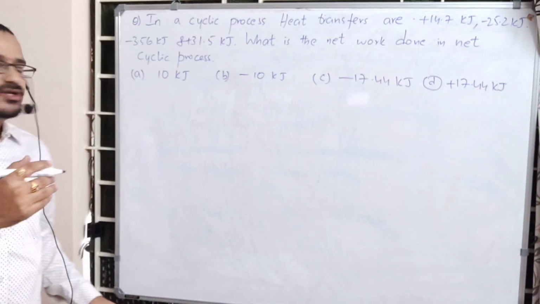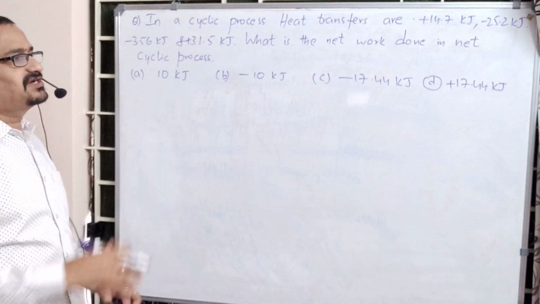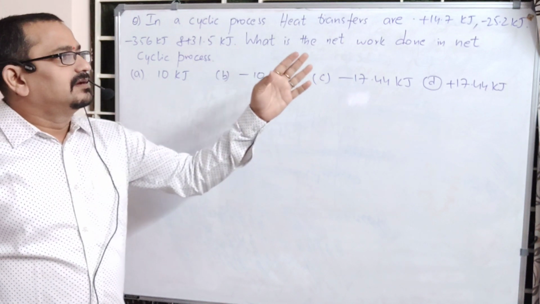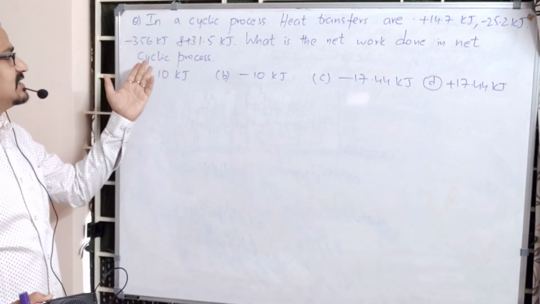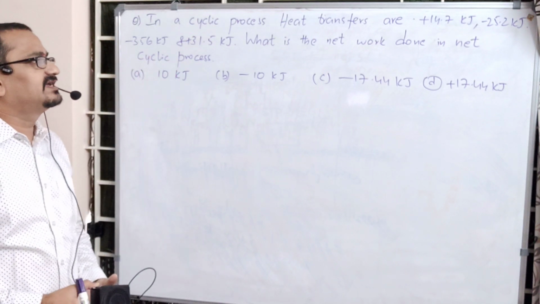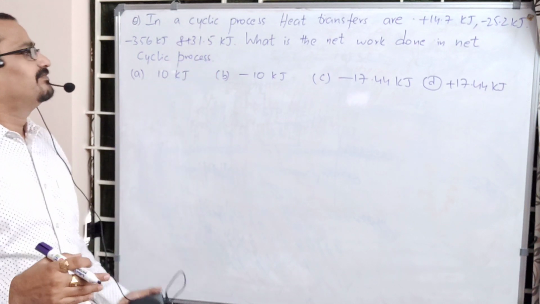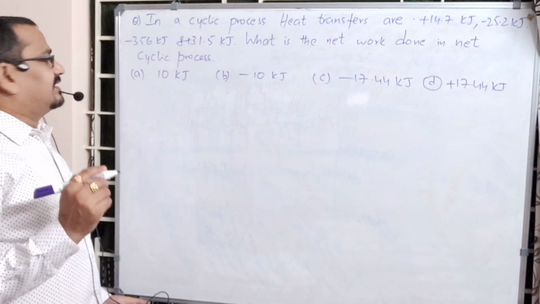So this is another numerical from thermodynamics. In a cyclic process, heat transfers are given as plus 14.77, minus 25.2, minus 3.56 kilojoules and plus 31.5 kilojoules respectively, in different steps. What is the net work done in the cyclic process?